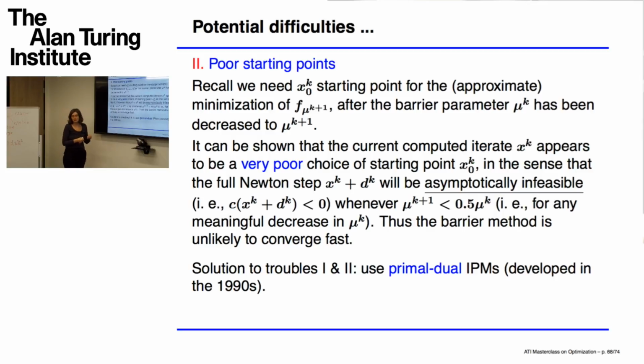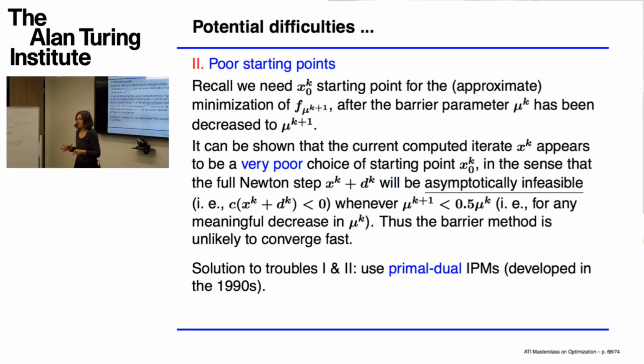You are not able to take full Newton steps asymptotically to give you quadratic convergence. So this slide tells this in a longer way. Really, there were a lot of problems with these methods. But because of what happened in linear programming, not in nonlinear programming, we were able to overcome these problems. And the solution is this kind of primal dual methods, which I don't have time to explain.